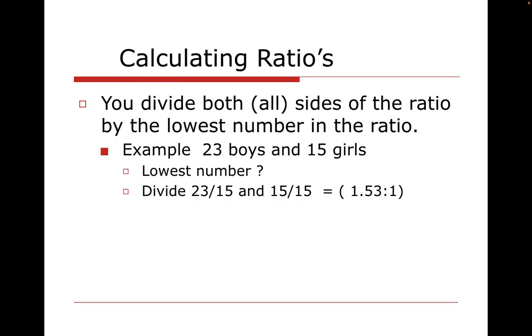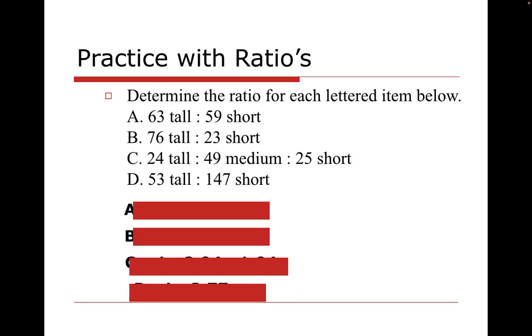For example, if you had 23 boys and 15 girls in a classroom and you wanted to know the ratio of boys to girls, you look at which side's lower, and of course 15 is smaller than 23. So you take 23 divided by 15 and 15 divided by 15. So you would have 1.53 boys for every girl. Let's put that into action and see if you can calculate these.